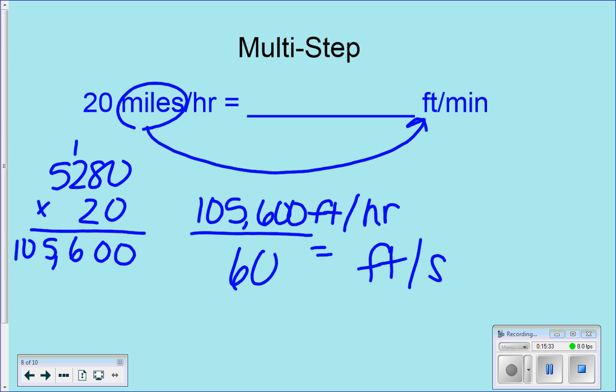Okay? Yeah, if I had miles per minute and I was going to go to feet per hour, then I'd multiply, yeah. So if I divide by 60, so I don't know what this is. Let's see, 1, 0, oh.